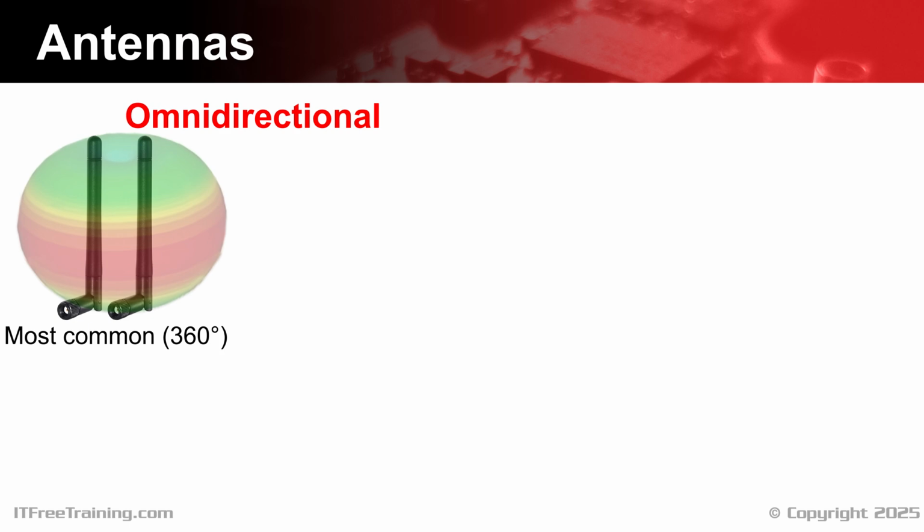Omnidirectional antennas are the most common. These antennas broadcast in 360 degrees around the antenna. Since these radiate signals around 360 degrees, they are good for small buildings, including those that have multiple levels.